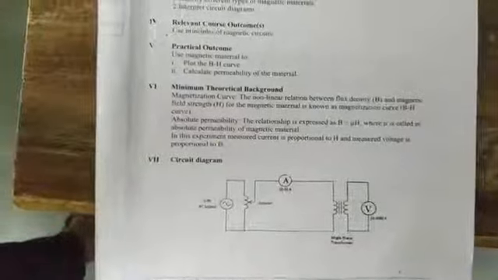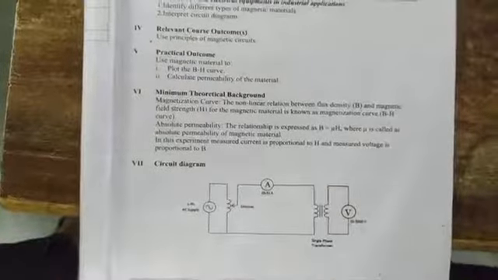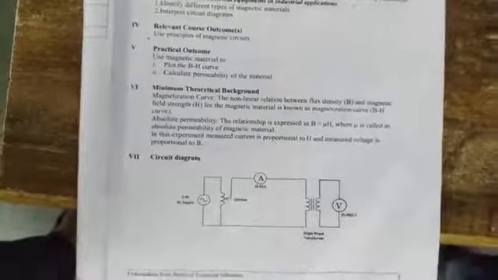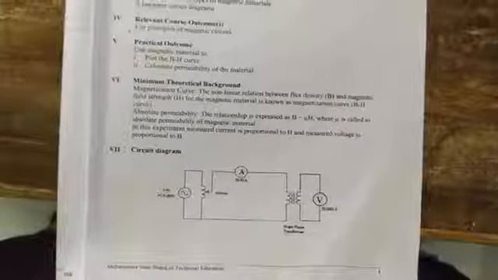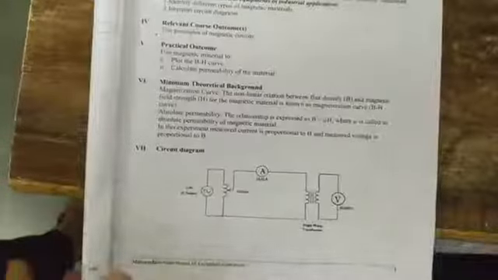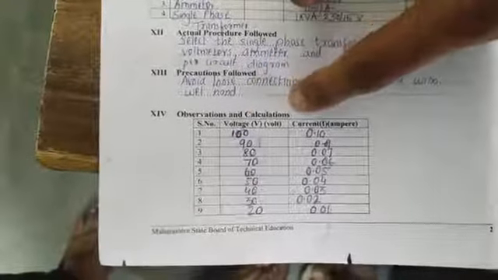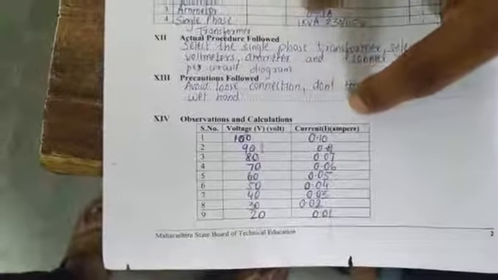Measured current is proportional to H and measured voltage is proportional to B, right? So what we have to do is measure the voltage and current by changing the auto transformer, and this will be our practical, right? If you want to see, this is the observation table. Just ignore the readings, just look at the observation table. Here it is voltage, which we measure in volt, and the current, that is I, in ampere. So we will do it.